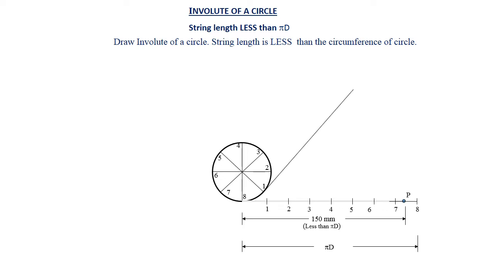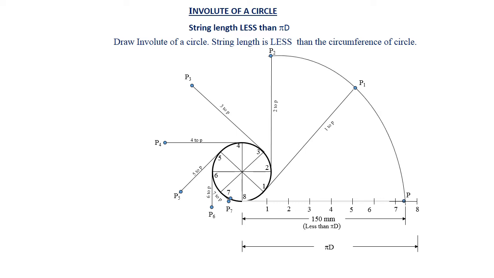The remaining procedure remains the same. We draw the tangents to all the points 1 2 3 4 5 6 7 8, and then mark the distances 1 to P, 2 to P, 3 to P, 4 to P, 5 to P, 6 to P, and 7 to P. Point 8 will not come into the picture; it will end at 7 only. After this we join these points using a French curve. That's it. These are the 3 cases in our SPPU syllabus for the involute of a circle. Thank you very much.